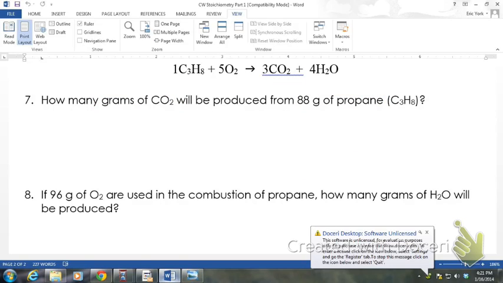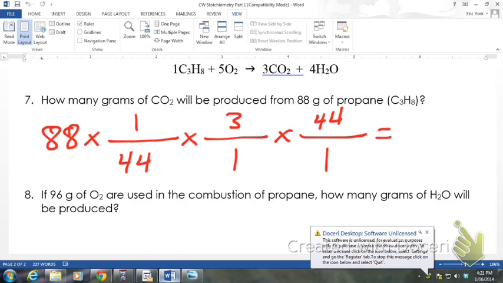So without the units, this is what our problem looks like. And since the 88 is by itself, we know that it's over 1. So basically what we're doing is multiplying all the numbers on top and dividing by all the numbers on bottom. Looking at this, though, I can see one easy math step that's going to help in solving this.